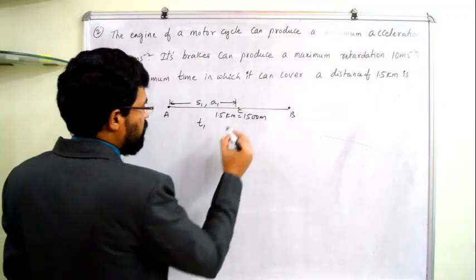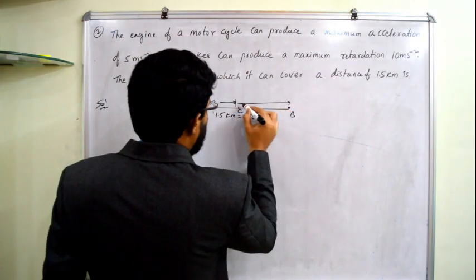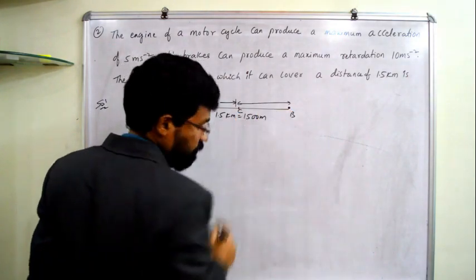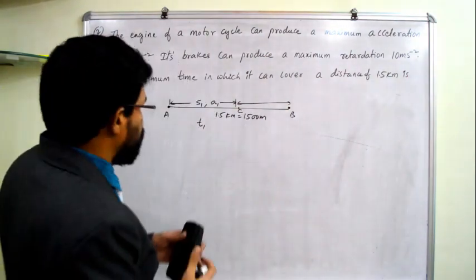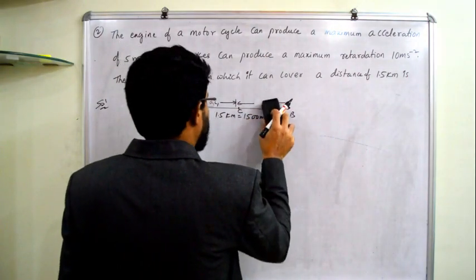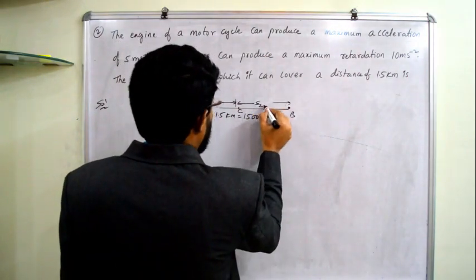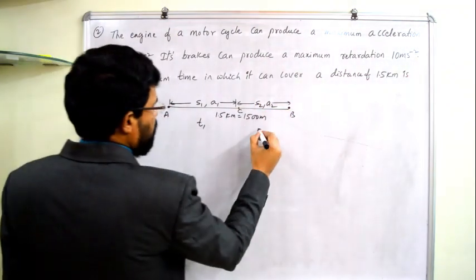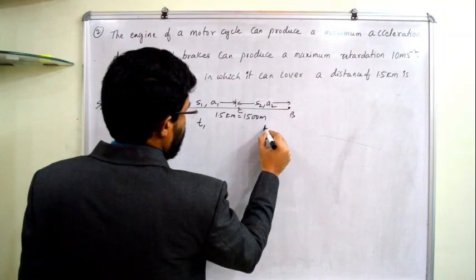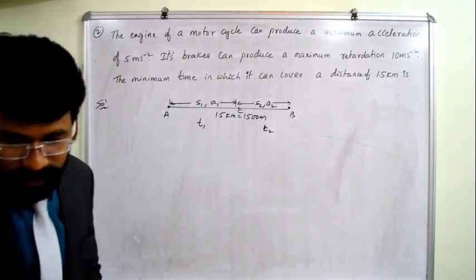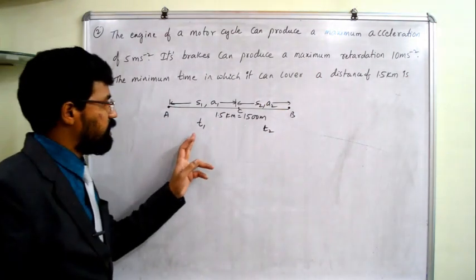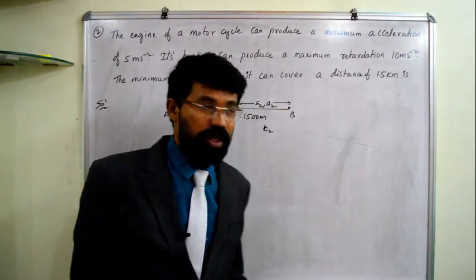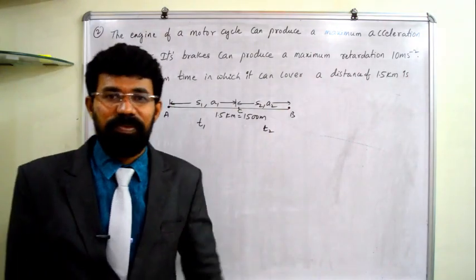The motorcycle started undergoing retardation. Let this distance be S2. Let the retardation be A2. Let the time taken in the second slot be T2. So here, what do we have to find out? We have to find out T1 plus T2, because I am assuming this T1 plus T2 as minimum.